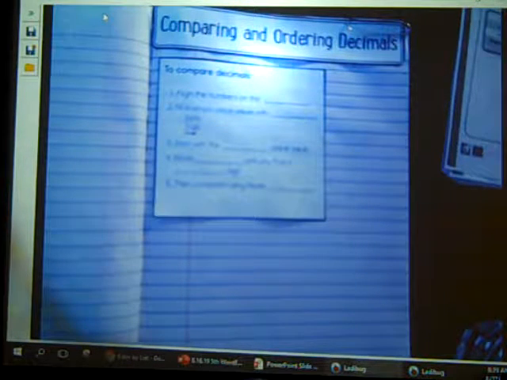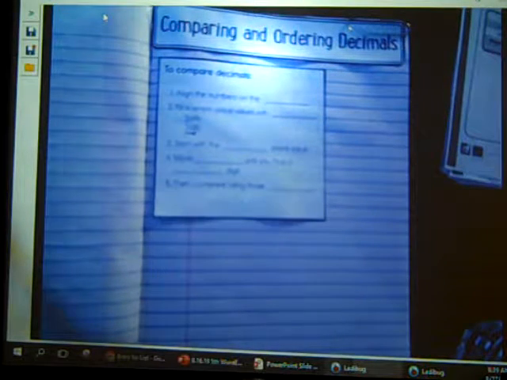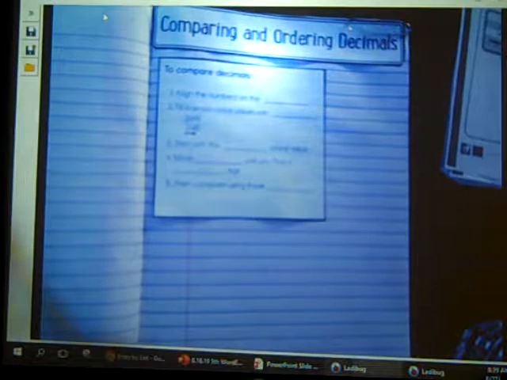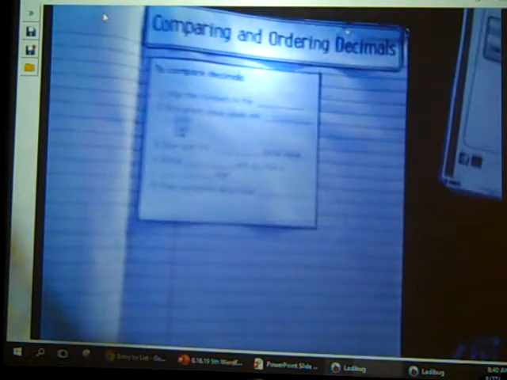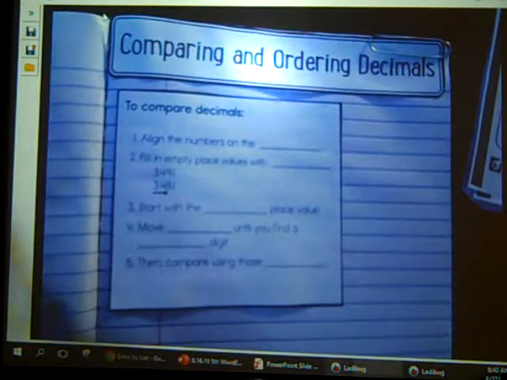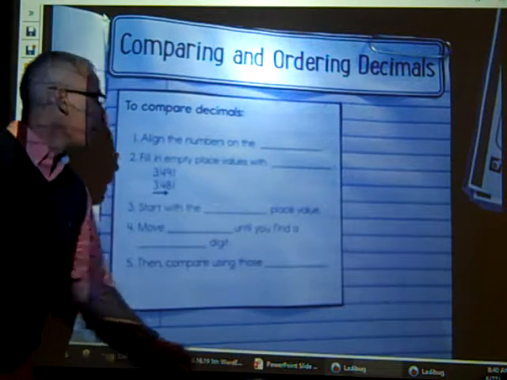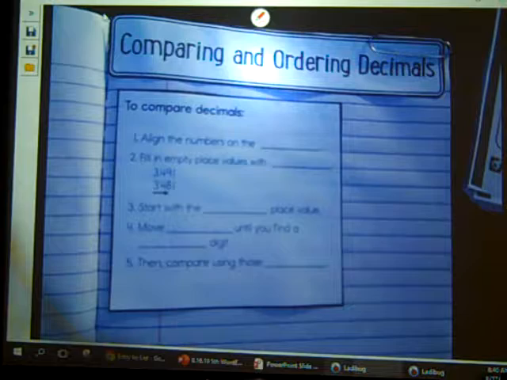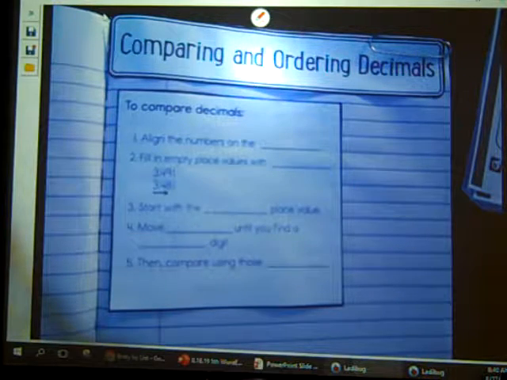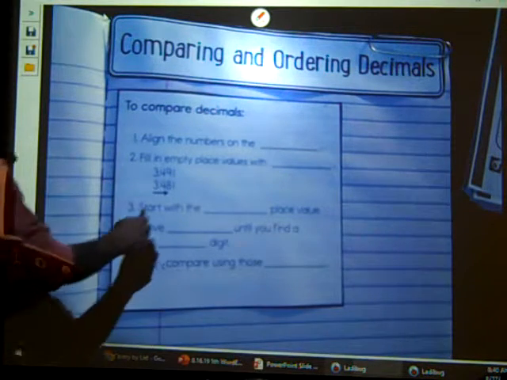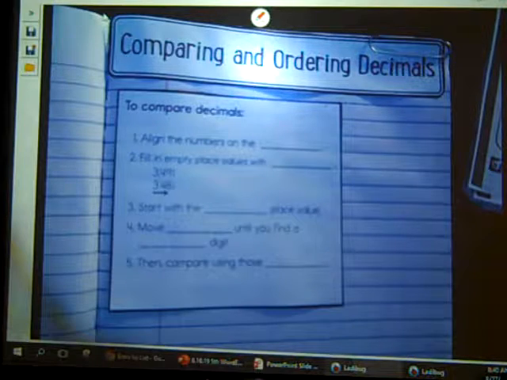So in your journal, you glued in this interactive notebook paper. Alright, everybody glued in this page, correct? Yes. Okay, I'm going to make it a little bit bigger so you can see it. Alright, so with your pencil, we are going to fill in the blanks and then we'll practice it, okay? So to compare decimals, the first thing it says is align the numbers on the blank.